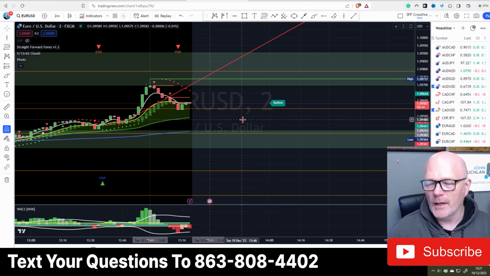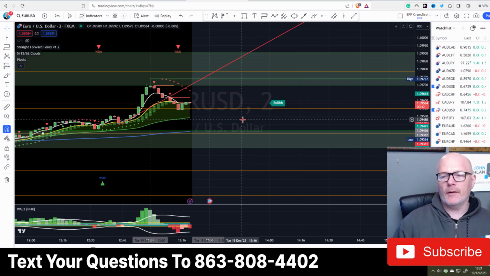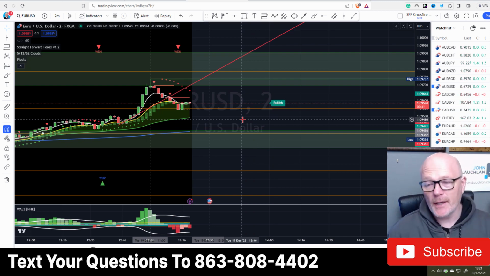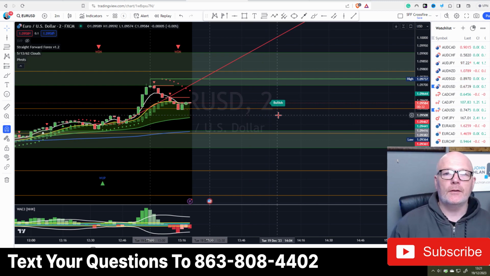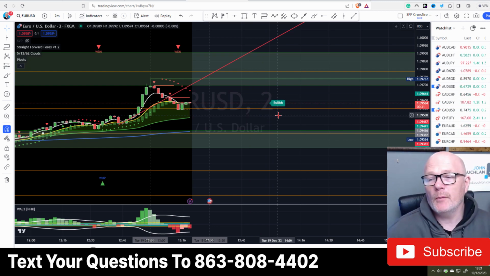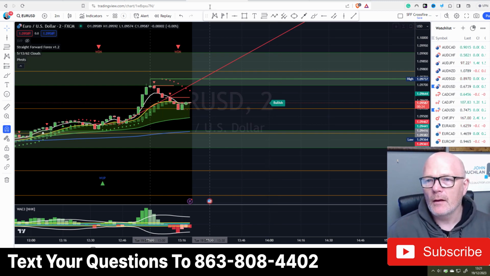Because all the time, the main focus that we have is protecting our account and really looking at where our stop loss is going to go. And with this strategy, we're looking at doing a 1-to-2 ratio. So can we get a 1-to-2 ratio based on our stop loss? And that's really what we're looking at, okay? So let's move on.